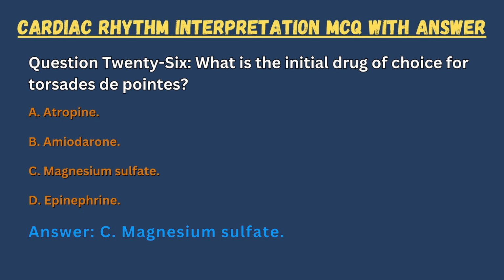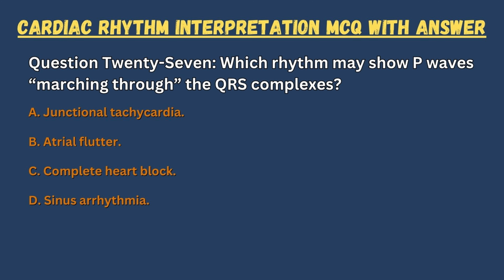Answer: C. Magnesium sulfate. Question 27. Which rhythm may show P waves marching through the QRS complexes? A. Junctional tachycardia. B. Atrial flutter. C. Complete heart block. D. Sinus arrhythmia.